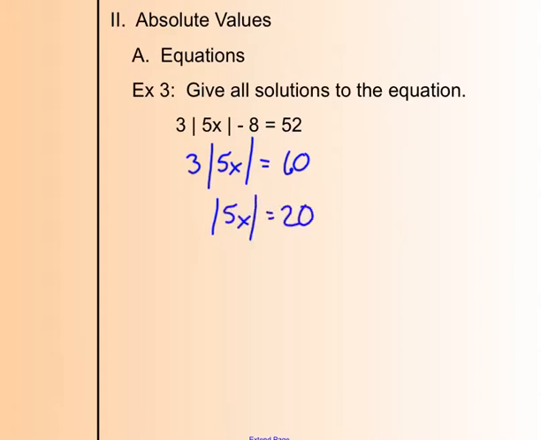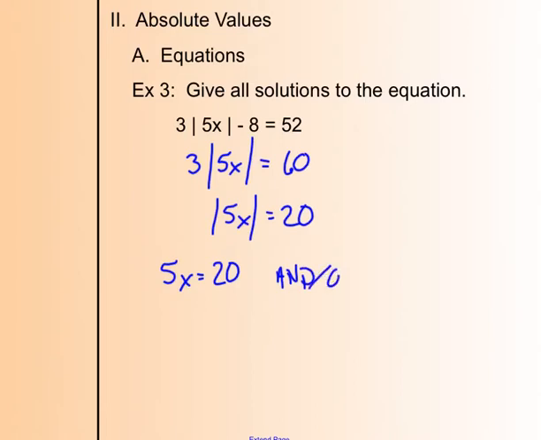And once I have my absolute value isolated, I'm going to set up 2 equations, because remember, what's inside the absolute value could be negative, and then the absolute value makes it a positive 20. So we have 2 answers here. 5x equals 20, just drop the absolute values.